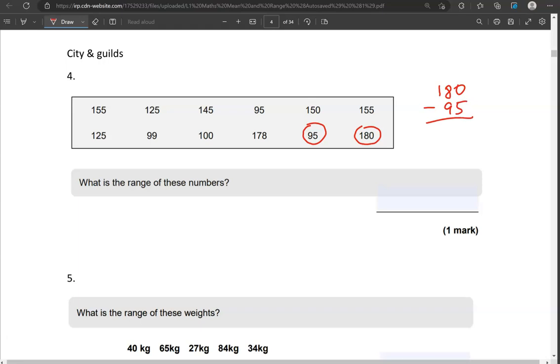0 take away 5 means we've got to borrow 1 from the 8. So this becomes 10. Take away 5 gives us 5. So now 7 take away 9, which means we've got to borrow 1 from the 1. So now 17 take away 9 gives us 8. So 85 is the range, and you can double check that by doing 85 add 95, which should give you 180.